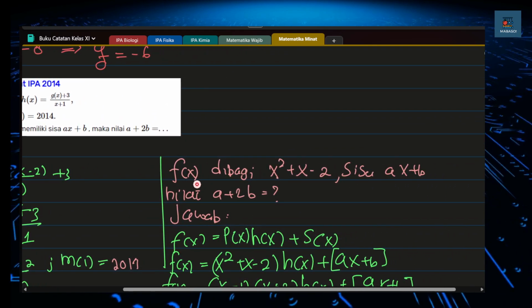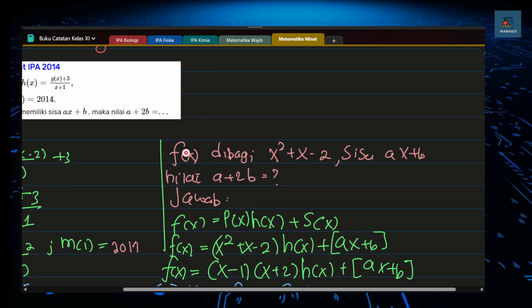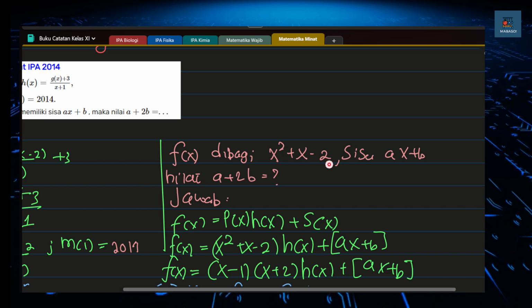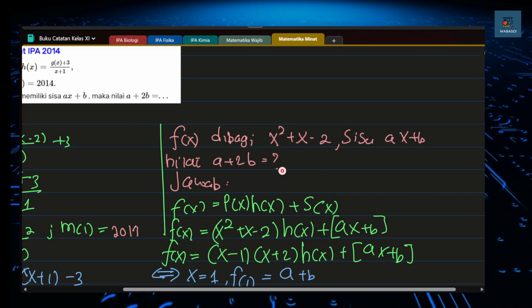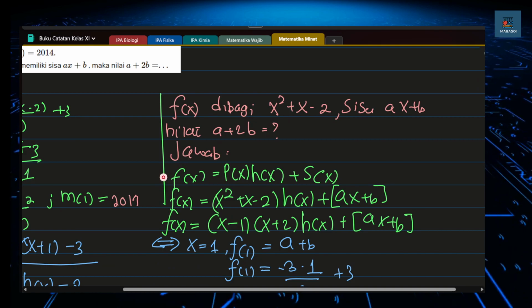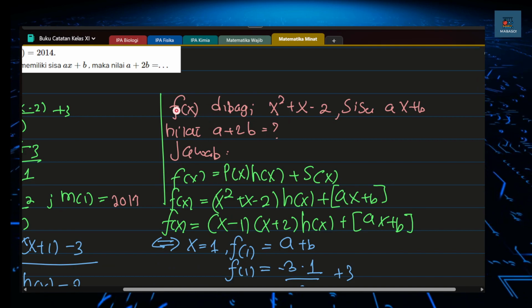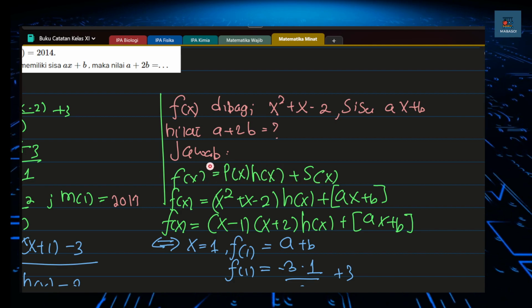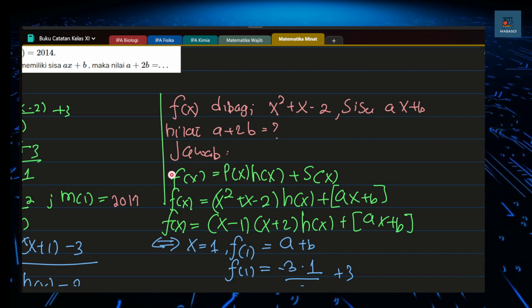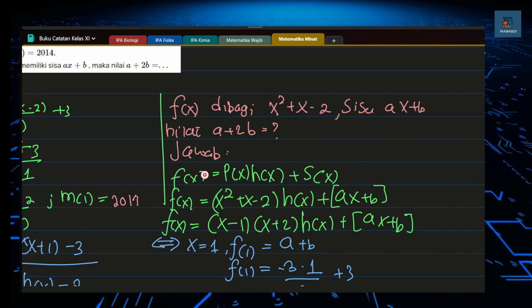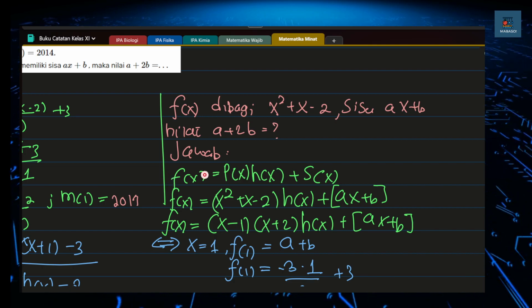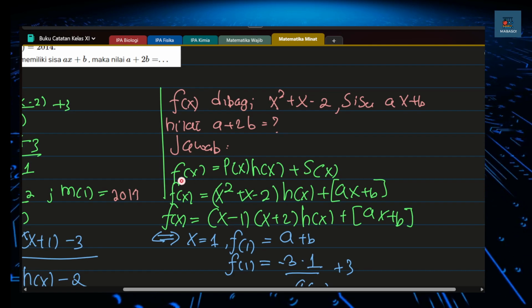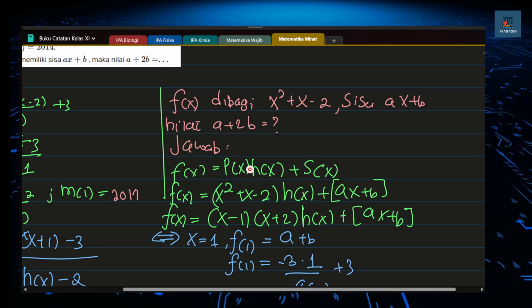The question asks: if f(x) is divided by x squared plus x minus 2, the remainder would be ax plus b. Of course, we could write this polynomial f(x) as follows, using the formula to express a polynomial using its quotient, remainder, and divisor. It would be like this: f(x) equal to p(x) times h(x) plus s(x).